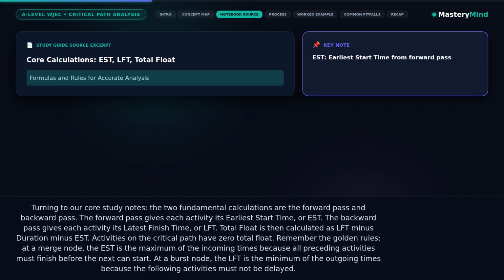Remember the golden rules: at a merge node, the EST is the maximum of the incoming times because all preceding activities must finish before the next can start. At a burst node, the LFT is the minimum of the outgoing times because the following activities must not be delayed. Here is the step-by-step process for tackling any CPA question.